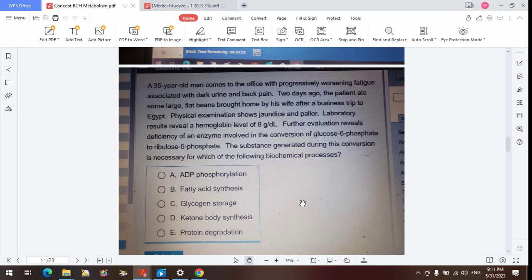My answer will be, okay, from glucose 6-phosphate to ribulose 5-phosphate. Is this the glycolysis pathway? No. It seems you have never seen this. You don't know what ribulose is.